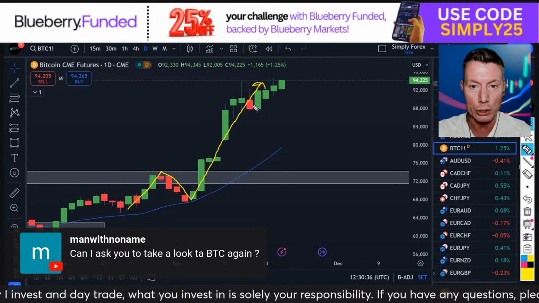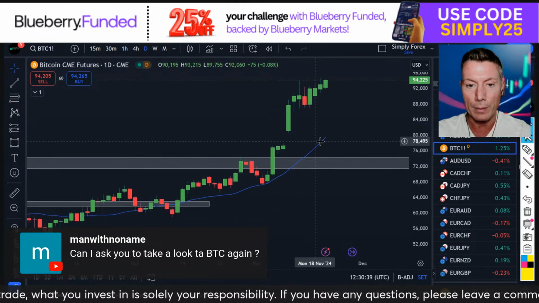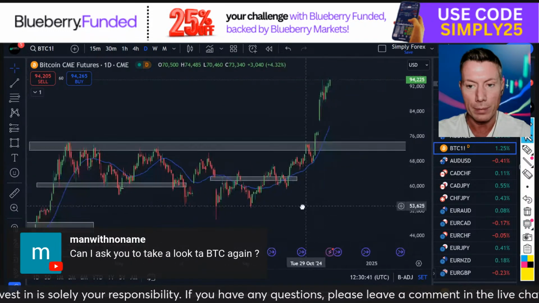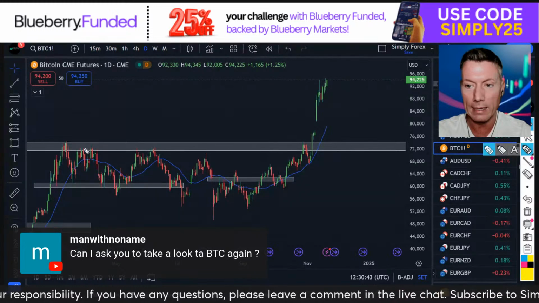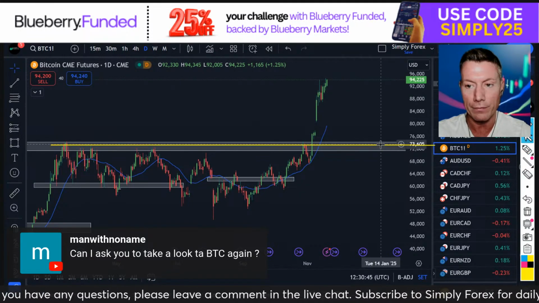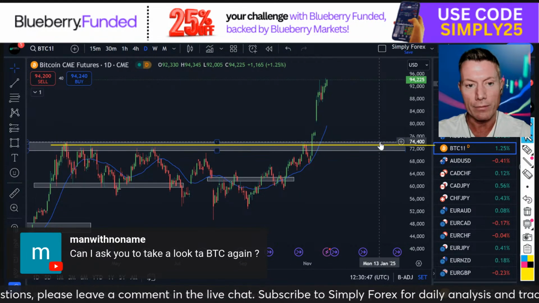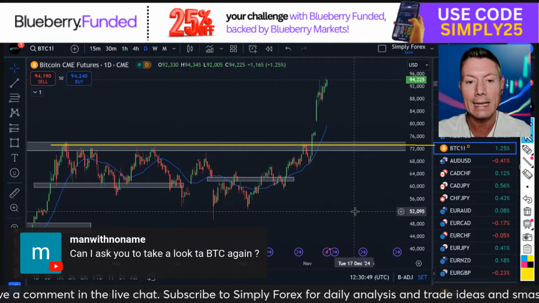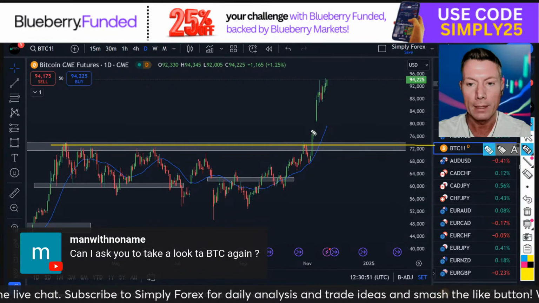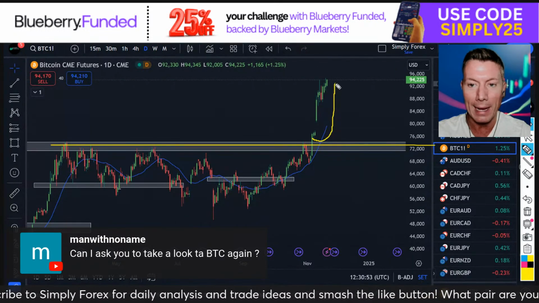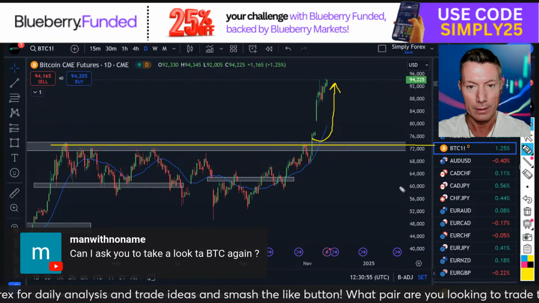This is the daily chart. Let's zoom out a little bit so we can see a bigger picture here. So this was that key level, around this 75,000 mark, 74,000. There was a key level through here. Trump got involved, and in the words of Batman, kapow.